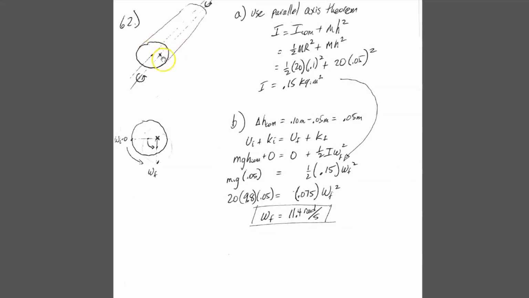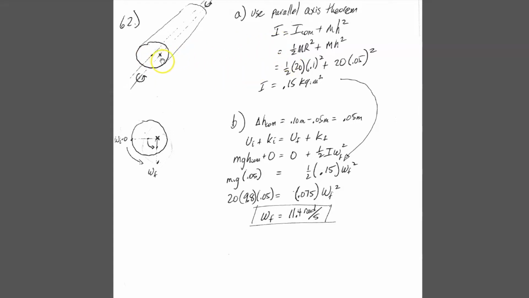Here is our uniform cylinder of radius 10 centimeters and mass 20 kilograms. We're going to rotate it about an axis 5 centimeters offset from its center of mass. So that's drawn with this X here. It's going to rotate about that point like a wobbly tire. What is its moment of inertia about that point?